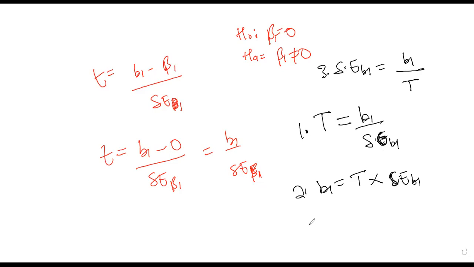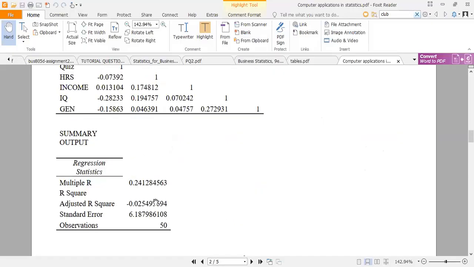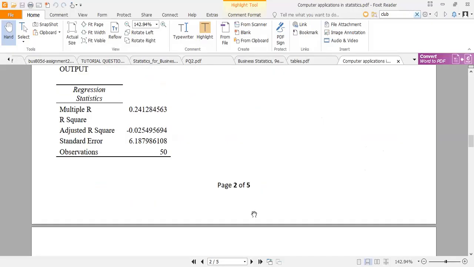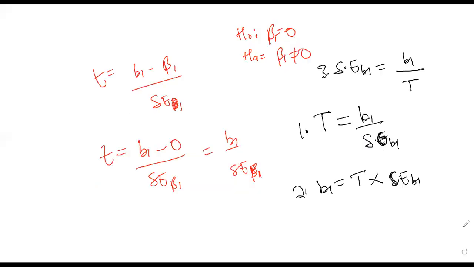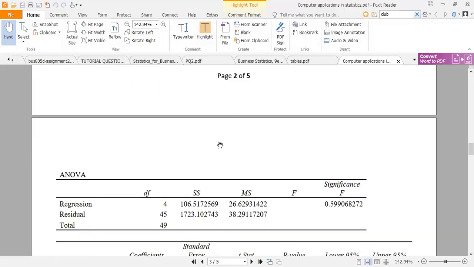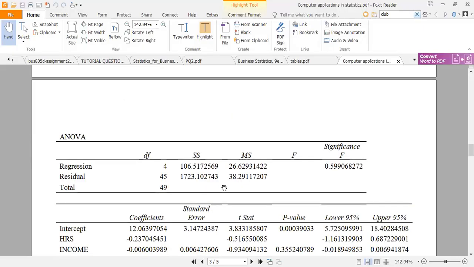All right, so let's fill the table up now. We don't have our R square. And by formula, remember that R square is equal to sum of square regression over total sum of square. So let's go and identify it from the table. From the table, we identify it from the ANOVA or the F statistics table.